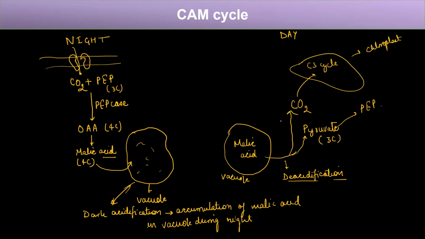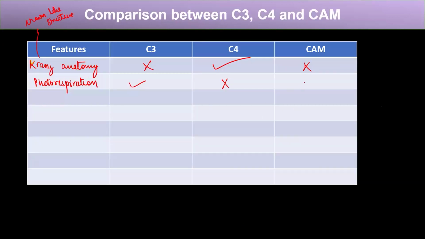Because here also there is a mechanism of increasing the concentration of CO2, right? And the initial enzyme that is involved in the fixation of carbon dioxide from the environment is what? PEP, sorry, PEPcase. And PEPcase does not have oxygenase activity. It only has carboxylase activity. So photorespiration will not take place in CAM as well.